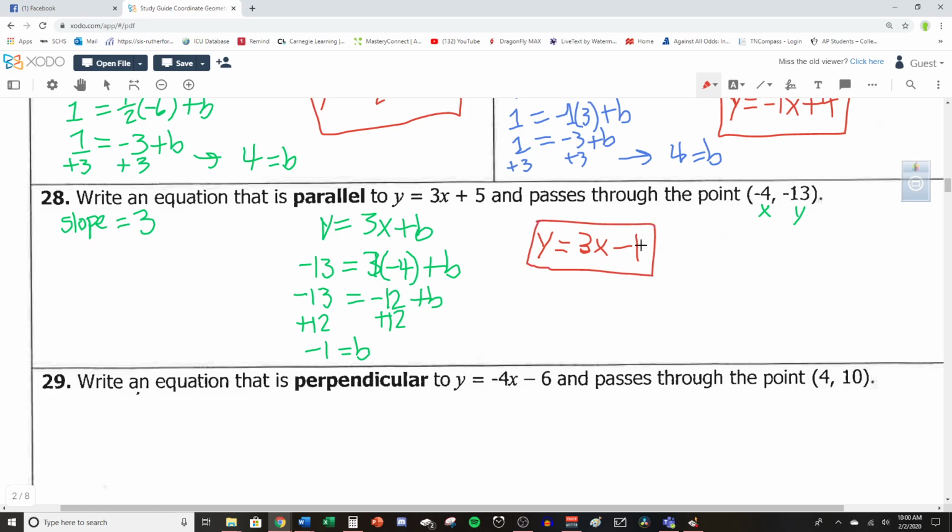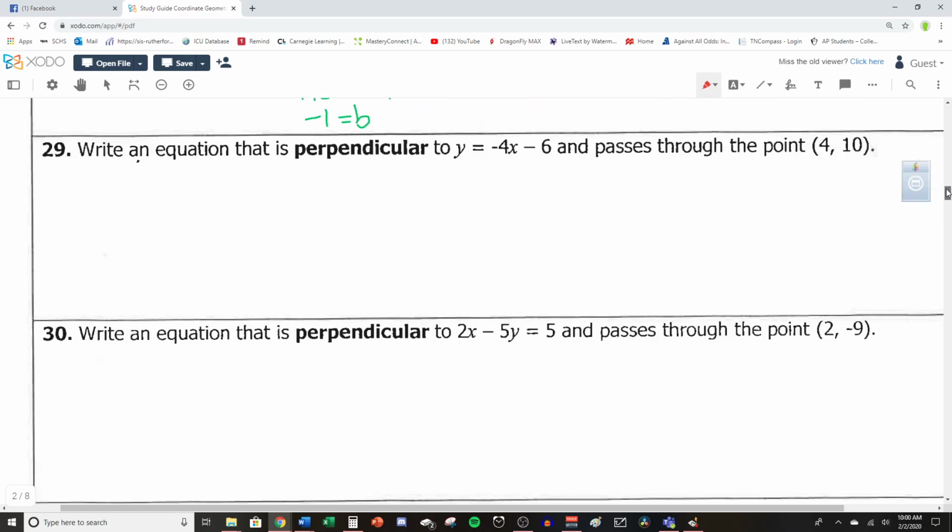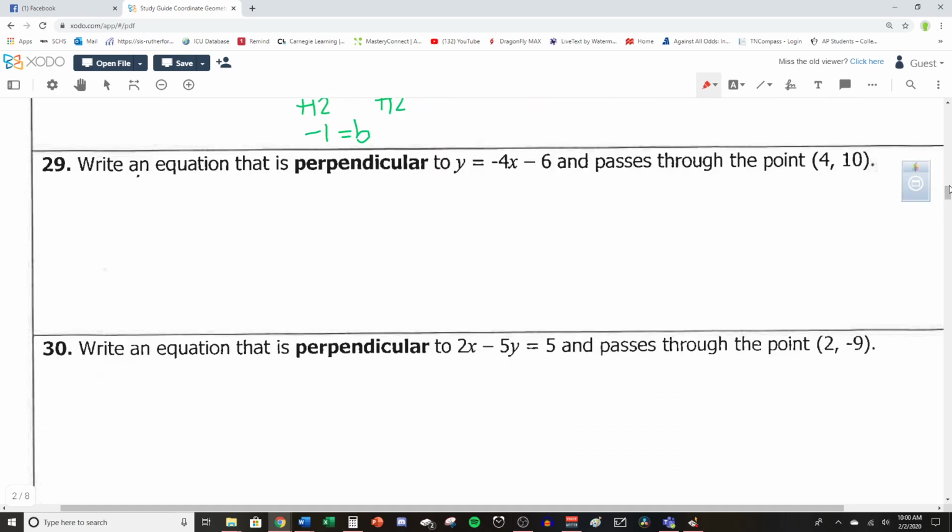So the b value goes here. The 3 comes from the slope. All right, 2 more on this page. Write an equation that is perpendicular to y equals negative 4x minus 6 and passes through the point (4, 10). Let me change the color. Let's do orange. Okay, so let's talk about slope.